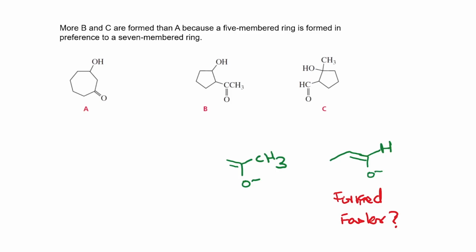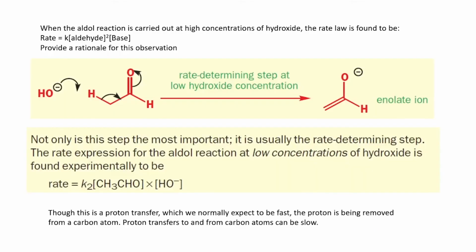But I can't really comment on whether B is the major product or C is the major product at this point. So what we can say is that B and C, maybe together, might constitute the major products of this reaction. Let's move on to the next question. So the aldol reaction, when it is carried out at high concentrations of base, the rate law is actually rate equals k times the square of the aldehyde concentration times the concentration of the base. So the question here is: provide a rationale for this observation.